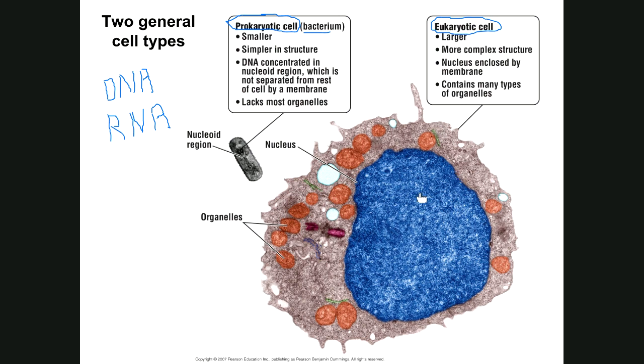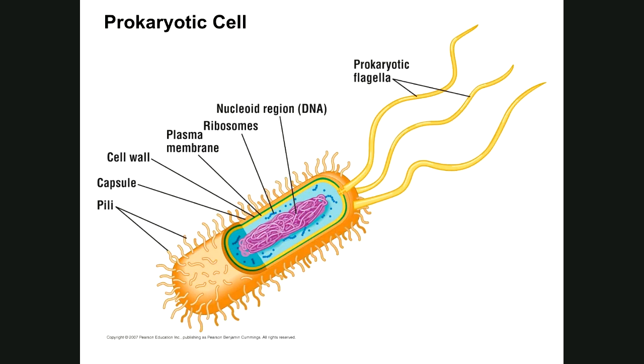Now, as far as differences go, I'm going to jump over here. Unlike prokaryotic cells, eukaryotic cells not only have non-membranous organelles such as ribosomes, they also have membranous organelles such as a nucleus. Prokaryotic cells have non-membranous organelles such as a ribosome, but what they don't have are membranous organelles such as a nucleus.